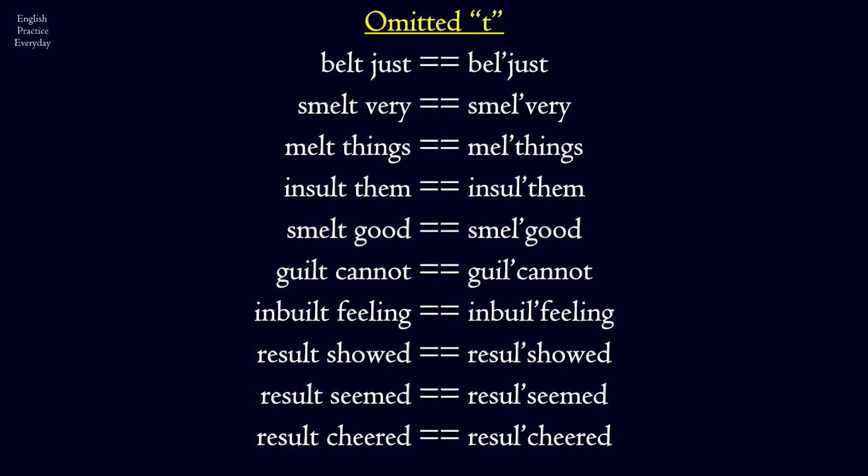Omitted t. Belt just would be bell just, bell just, bell just. Smelt very would be smell very, smell very, smell very. Melt things would be melt things, melt things, melt things. Insult them would be insult them, insult them, insult them.